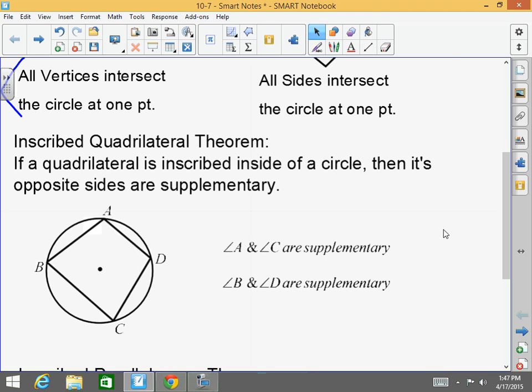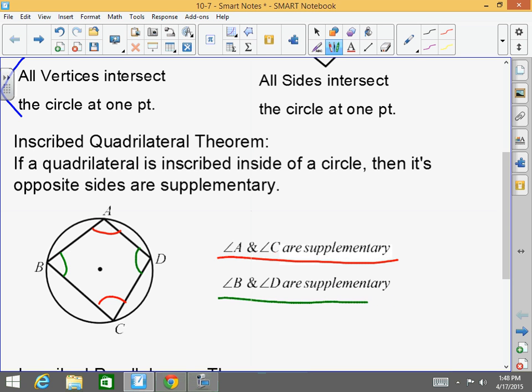So what does that mean? Since I have this polygon inscribed inside of a circle, angle A plus angle C will equal 180. Hence, angle A and C are supplementary. Angle B and angle D, the sum of those two are 180. Therefore, angle B and D are supplementary.